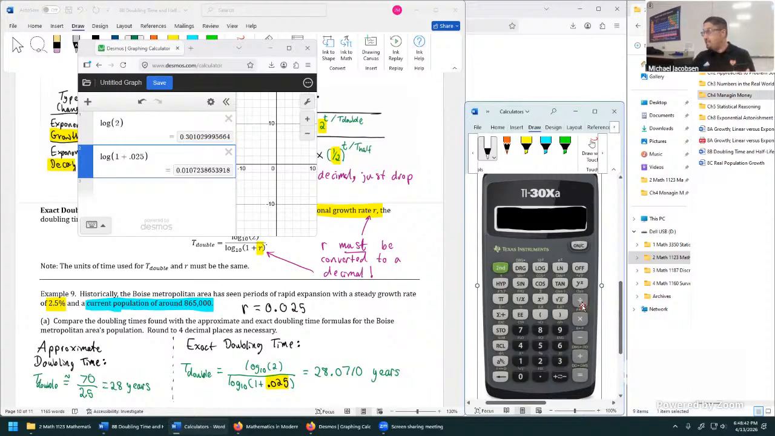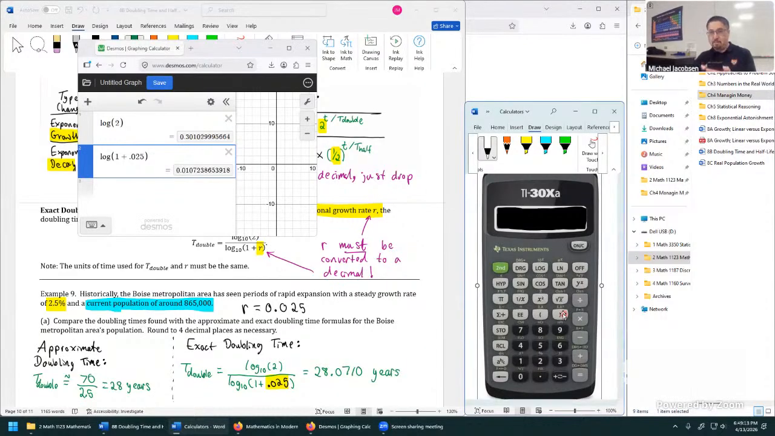Once that division key is hit, if you had some nastier numbers right here and you want to put this in without adding or subtracting them, hit the parenthesis button. I'll hit parenthesis and then go 1 plus 0.025. After that, hit the close parenthesis.